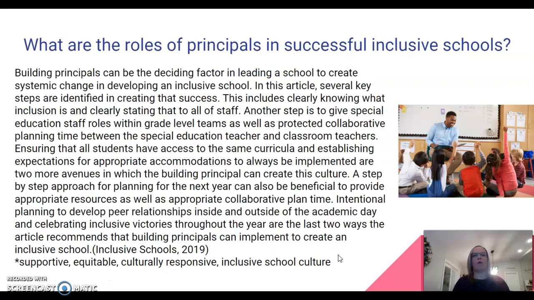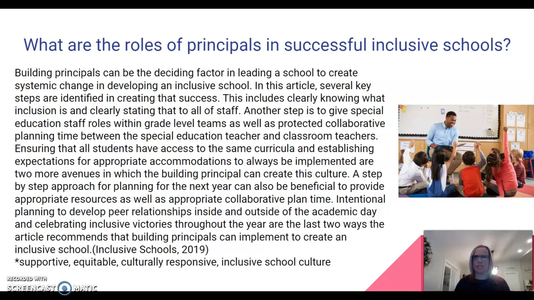The following article was what are the roles of principals in successful inclusive schools? This was another one that I enjoyed because it was very specific to how building leaders can create this type of systemic change. I felt it gave very hands-on approaches or plans that could be implemented.